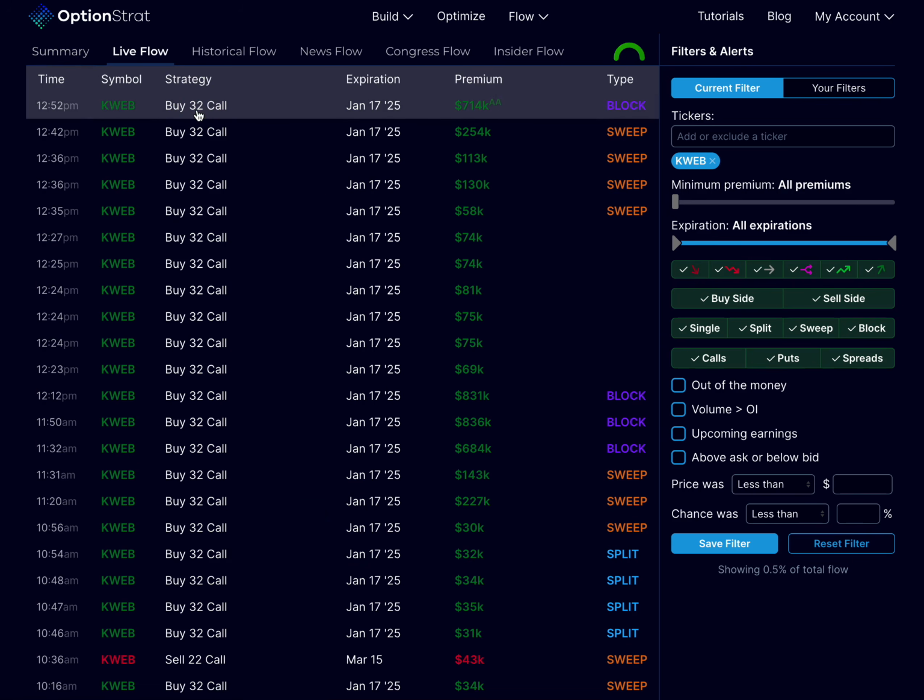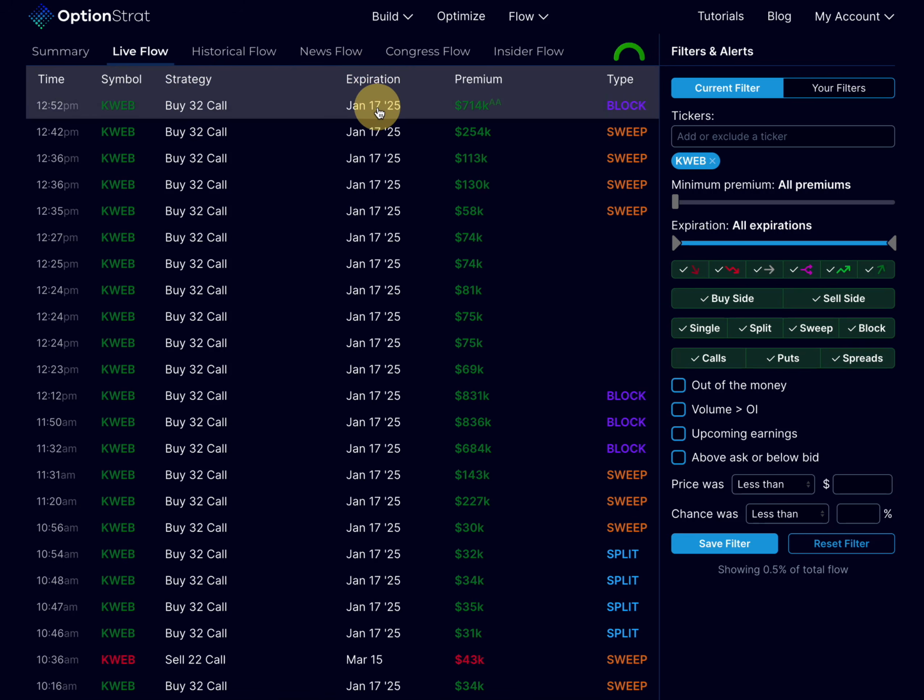If we click into this, we can see here, oh, this is interesting. You know what? I'm going to actually write this down. This is something that I want to explore. I don't know anything about this company, but what's interesting here is obviously we got the time that these trades are going off, the symbol, the strategy. In this case, the strategy is largely just buy a 32 call.